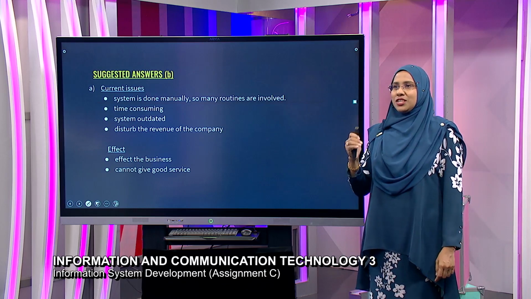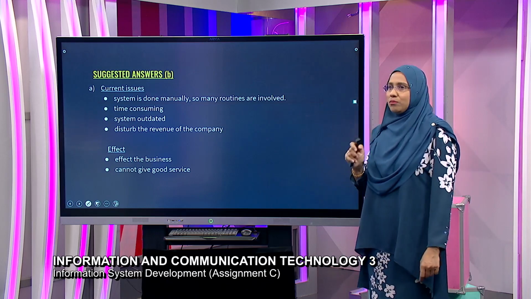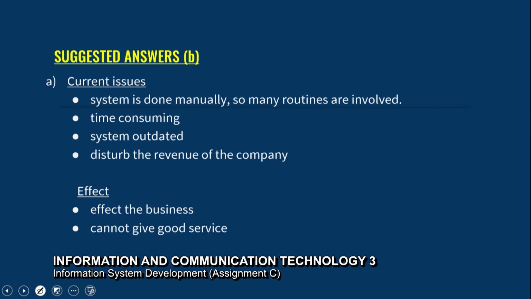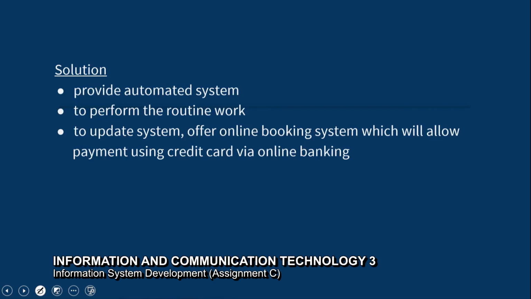This is my suggestion. You write in point form, the current issue. All these are from the question. The system is done manually, so many routines are involved, time-consuming, system outdated, disturbing the routine of the company. So it will affect the business, cannot give good services. And how to solve this problem? Provide an automated system to perform the routine work, and update the system, offer an online banking system which will allow payment using credit card via online banking. So everything is in the question, just take it out.